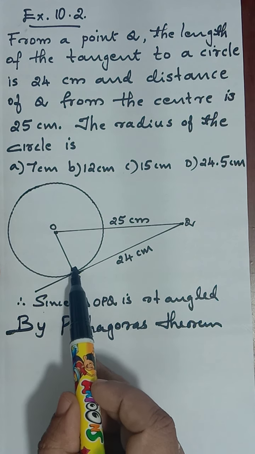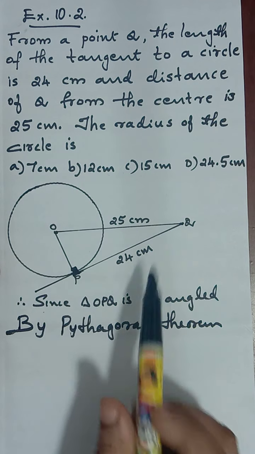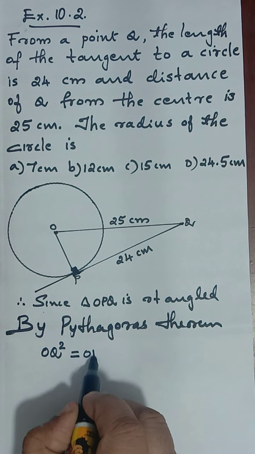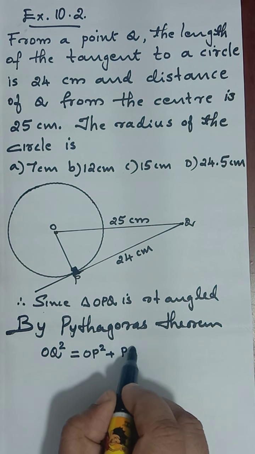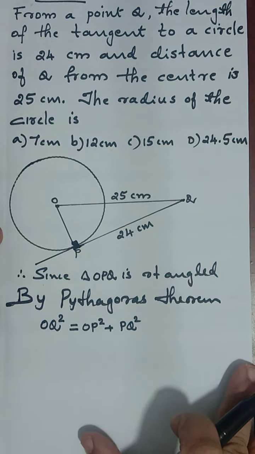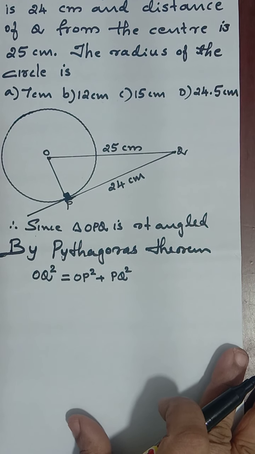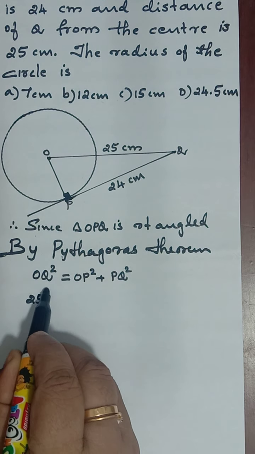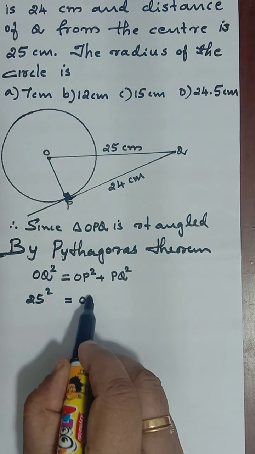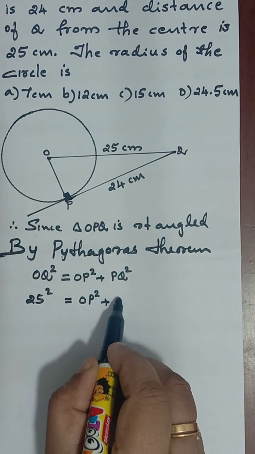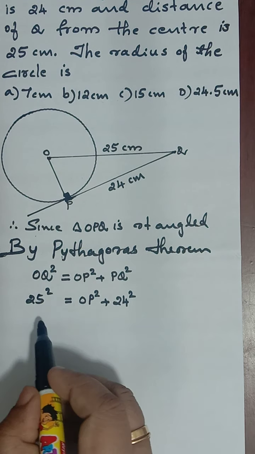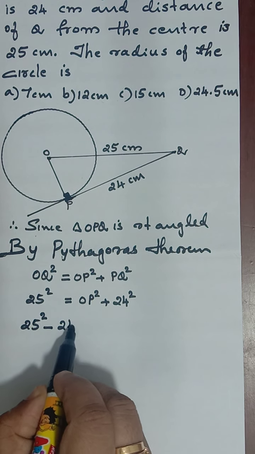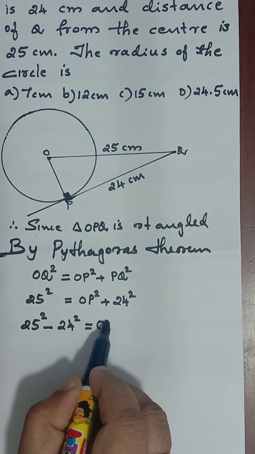by Pythagoras theorem, this is the angle 90, so the hypotenuse will be OQ. We have to write OQ square is equal to OP square plus PQ square. Then substitution. Each step is important. Now we substitute: OQ is 25, so 25 square is equal to OP square, which we do not know, plus PQ square, 24 square. Transfer 24 square, so it becomes 25 square minus 24 square equal to OP square.